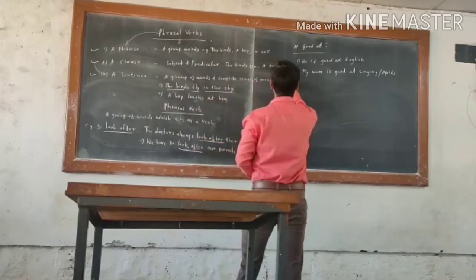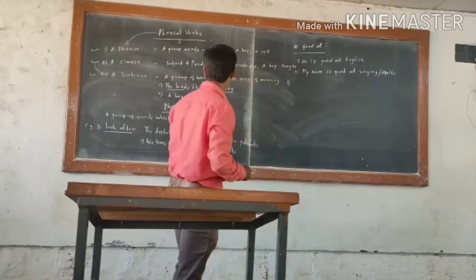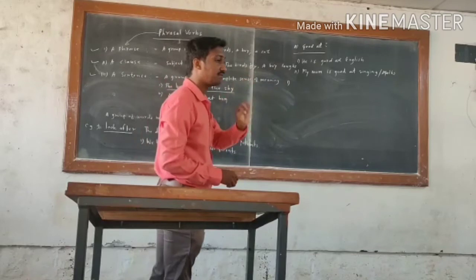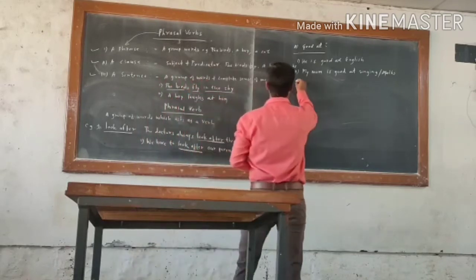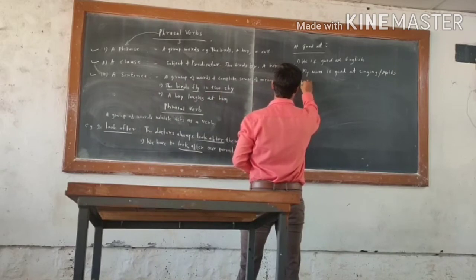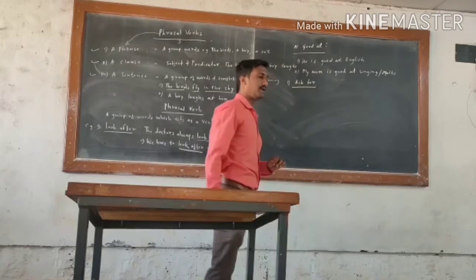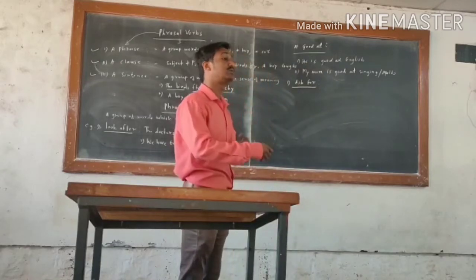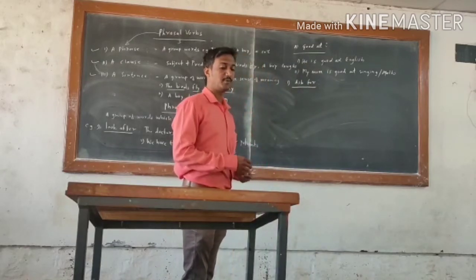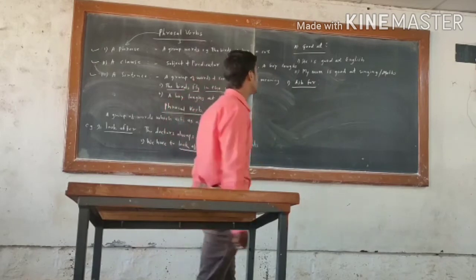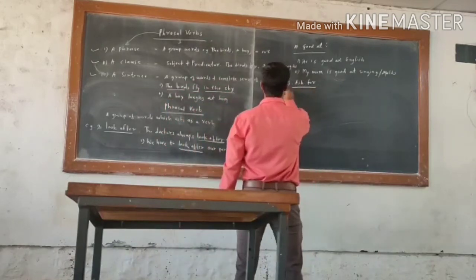Now let us take the next one. So far we have already seen 1 and 2 examples. Let us take some other. Next one is ask for. Ask for is also a phrasal verb, and the meaning of ask for is to request someone. What is the meaning of ask for? Is to request someone.